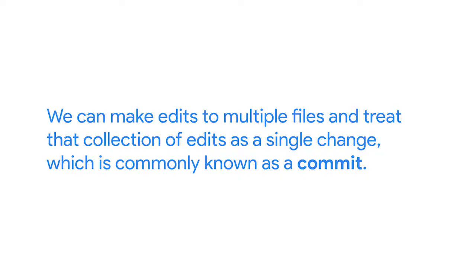On top of this, we can make edits to multiple files and treat that collection of edits as a single change, which is commonly known as a commit. A VCS even provides a mechanism to allow the author of a commit to record why the change was made, including what bugs, tickets, or issues were fixed by the change. This information can be a lifesaver when trying to understand a complex series of changes or to debug some obscure issue. So be sure to record this extra info in your commits to be truly committed to better code.